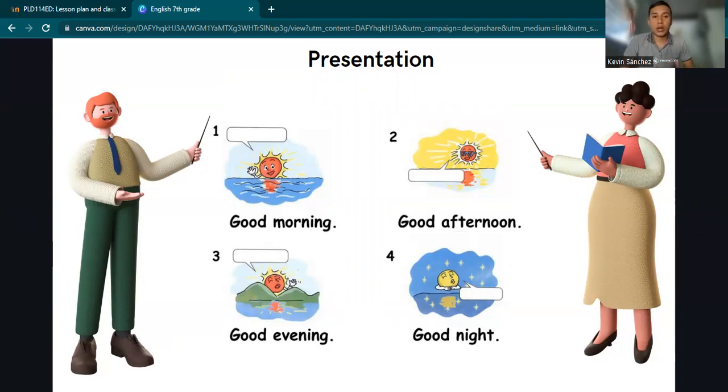Good morning, good morning. In the middle of the day, you say good afternoon. You are not going to say good morning at 12 p.m. because it's afternoon time. So you say good afternoon, good afternoon. Then we have good evening. Good evening is when you go to a house, when you greet a person, you say good evening, good evening.